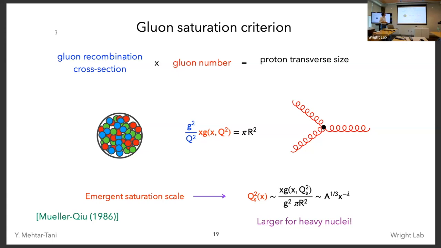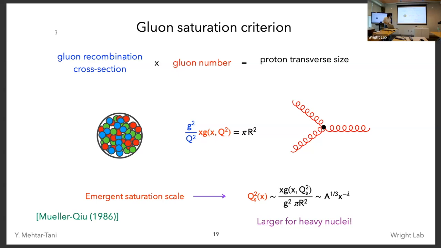Just plugging in here, you solve this implicit equation, and you see that the saturation scale is proportional to the gluon distribution divided by the transverse area, times alpha s. It scales like A to the 1/3, so it's enhanced for heavy nuclei. And it's also enhanced at small x: it goes like 1 over x to some positive power lambda. So it's enhanced at small x and for large nuclei.